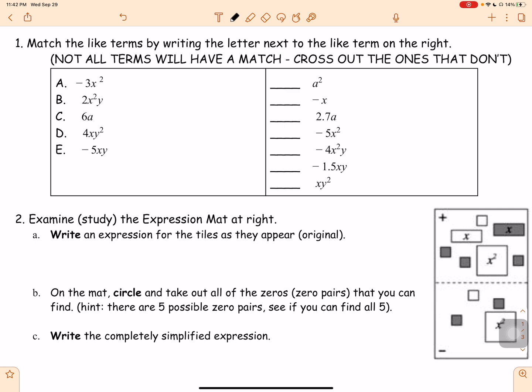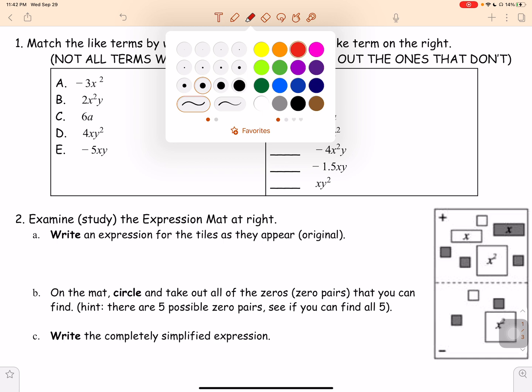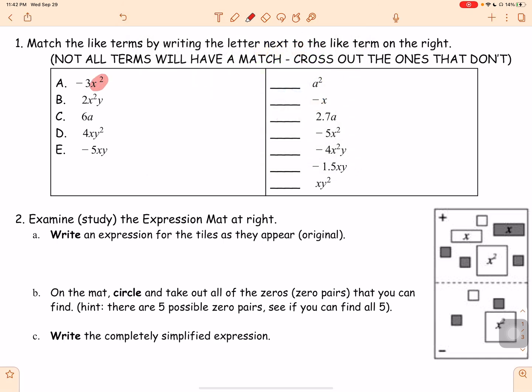Okay? So this first one here, match like terms by writing the letter next to the like term on the right. So this was very similar to your EST problem that you took just recently. So first we want to look at the variable and the exponent for that variable. So this one is negative 3x squared. So looking on the right for x squared, I see right here negative 5x squared. So those two are like terms.